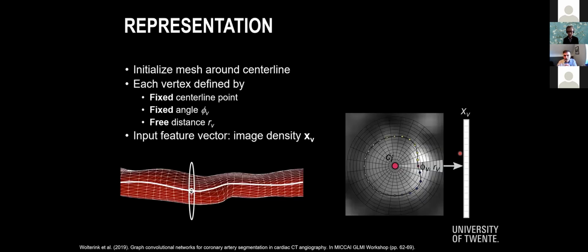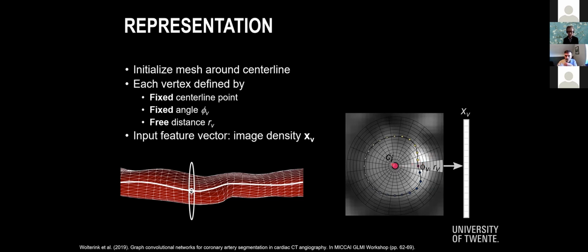So the representation here is based on the centerline that we have. We initialize this mesh around the centerline, where each mesh vertex is defined by a fixed centerline point. Then orthogonal to the centerline, we place a contour. And in this contour, there is a second parameter, the angle, which only matters to define what the neighbors are on the mesh and does not really have a meaning in itself. And then there is a third parameter, which is the one that we try to predict and the one that really determines what the mesh looks like. And that's the R, the deformation, or the distance from the centerline point.